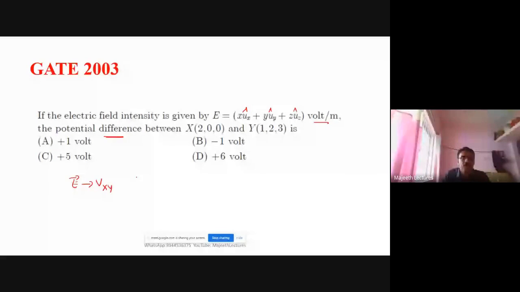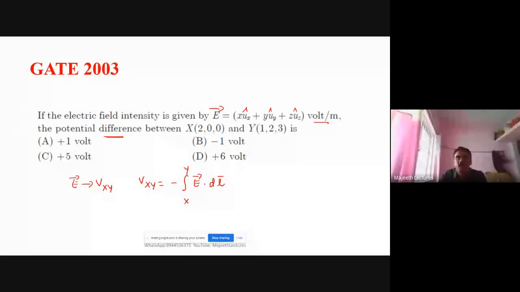If we know E, how to find V? Vxy is given by minus integral from x to y of E dot dl. This is the relation I told you already. E we have, the electric field vector. dl we have to find.